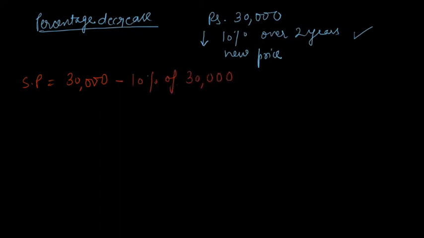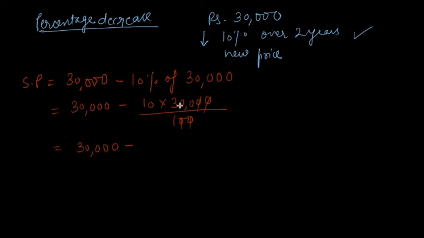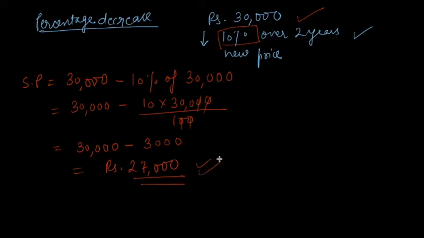Why minus? Because the price has been decreased. So 30,000 minus 10 into 30,000 upon 100. These two zeros cancel and this becomes 30,000 minus 3,000, which will give you rupees 27,000. So it means now you see the price which was 30,000 and has been decreased by 10% is now 27,000 rupees.